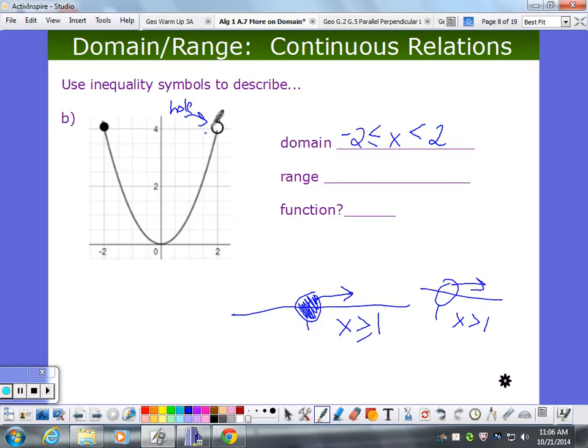So because there's a hole in this graph, 2 is not in the domain. I don't see a y value for it. Yes? So it always has to be a less than. It's always going to be a less than, because think about it, your smaller number's always here. It's always going to be smaller than the bigger number.